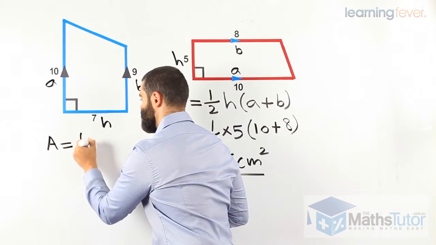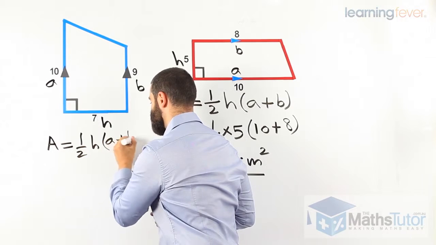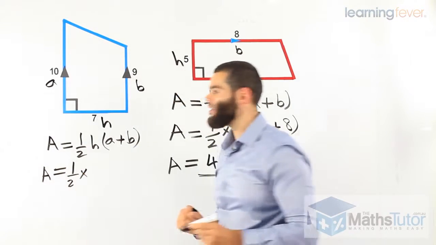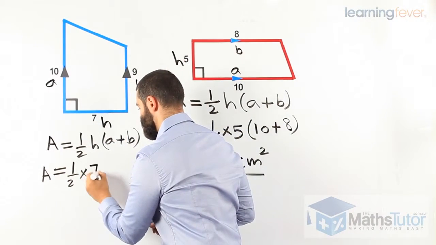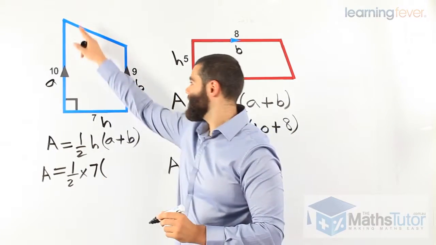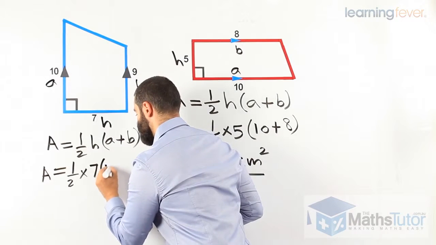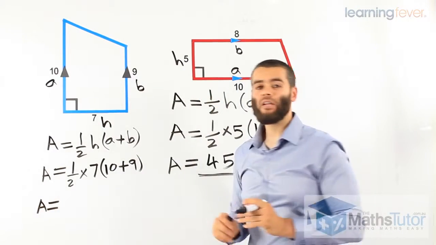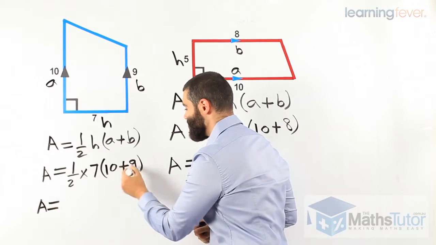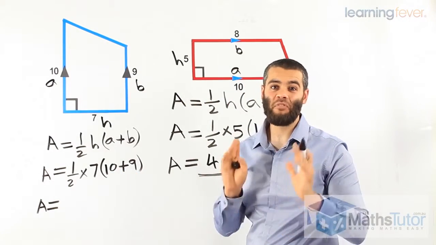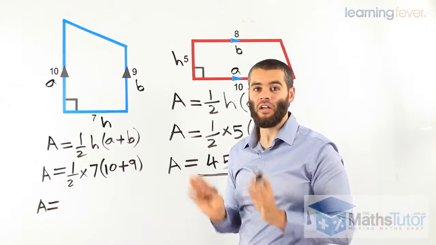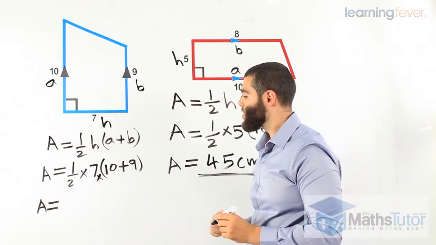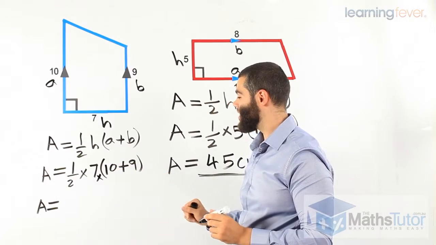Half, and we know height, A plus B. Half times the height, which we know is 7, brackets A plus B. A is 10 and B is 9. Once again, grab your calculator: half times 7, open bracket, 10 plus 9, close bracket. Very important not to forget the brackets. I've seen students forget to write the brackets and they get the answer wrong. You have to show the brackets, and on some calculators you need to put a times here, no problem. Half times 7 times, open bracket, 10 plus 9, close bracket.